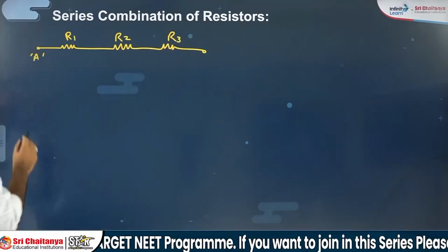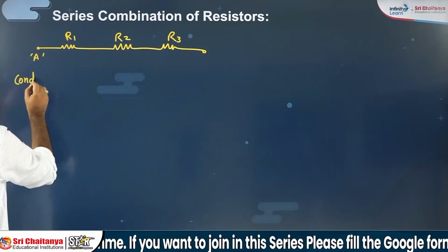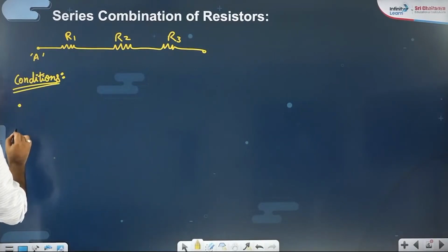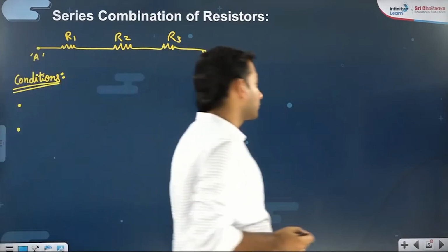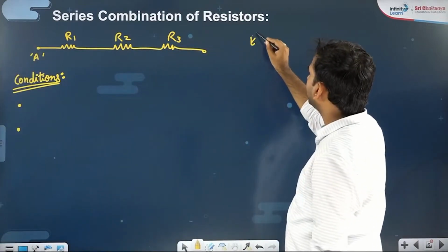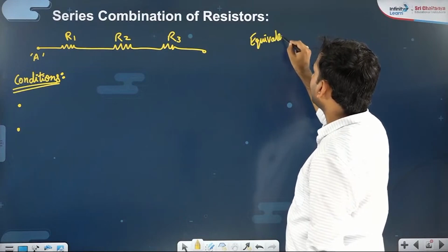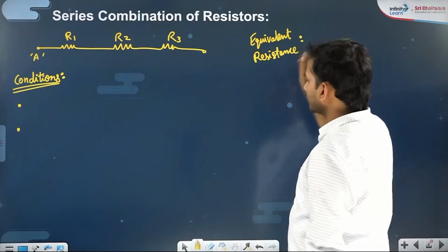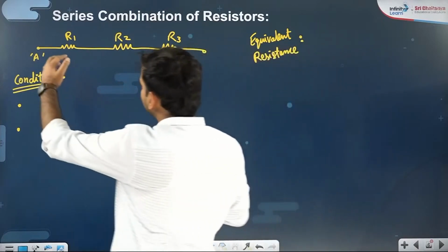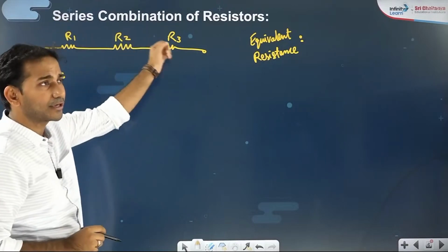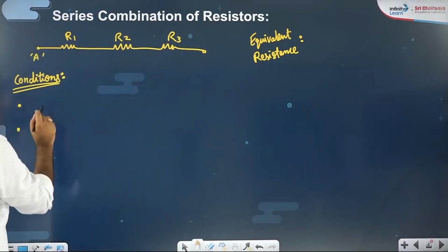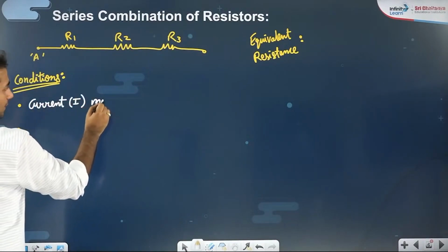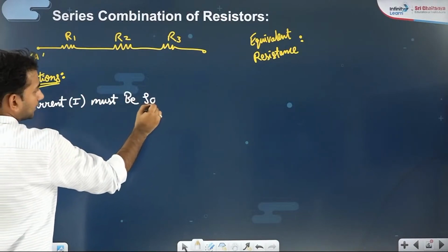Now what we can say here are the conditions, and what is the relation? What is the formula for equivalent resistance? So the condition is, as you can see, whatever current enters R1, the same current goes through R2, the same current enters R3 and goes through R3. So you will say current I must be the same.